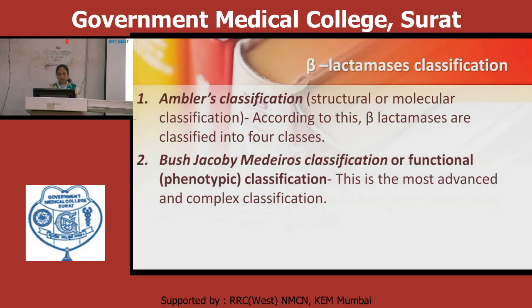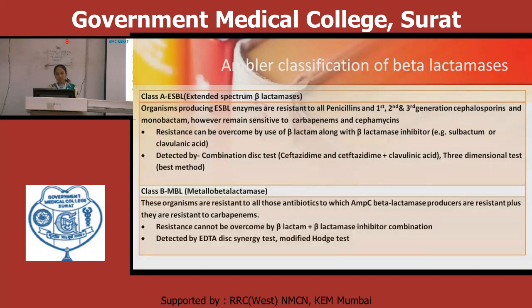Beta-lactamase classification: Ambler's classification, and Bush-Jacoby-Medeiros classification or functional classification, that is phenotypic. First one, that is Ambler's. According to this, beta-lactamases are classified into 4 classes. And Bush-Jacoby-Medeiros, this is the most advanced and complex classification. We will see Ambler's classification of beta-lactamase.